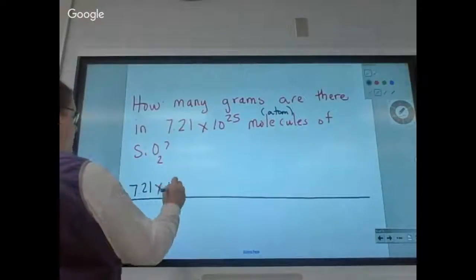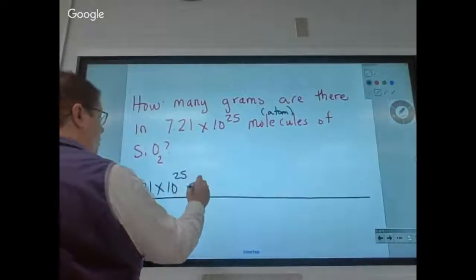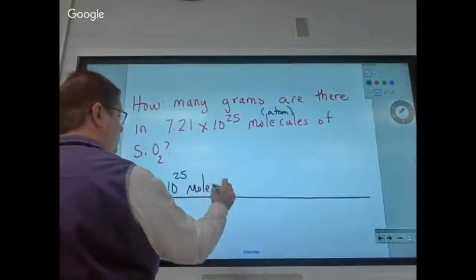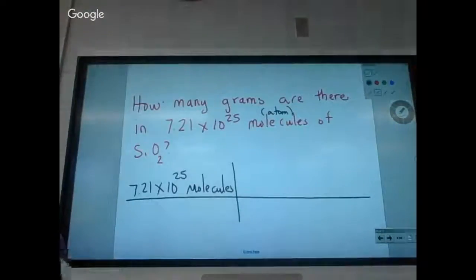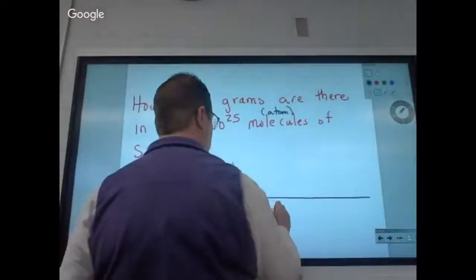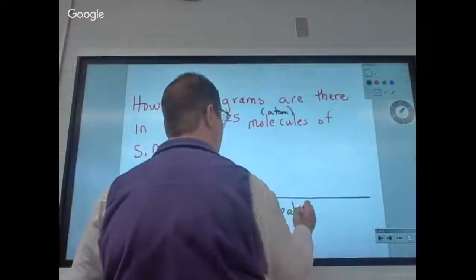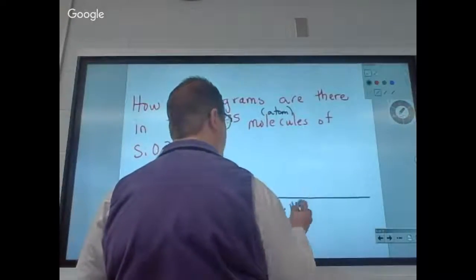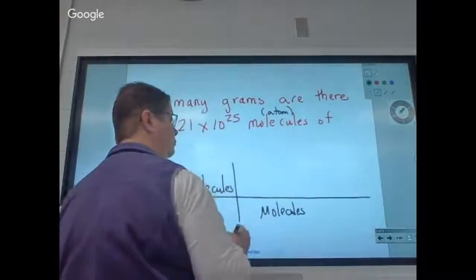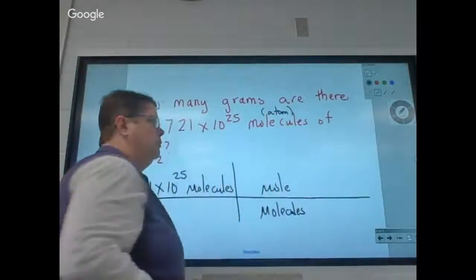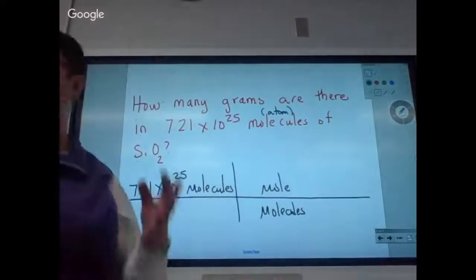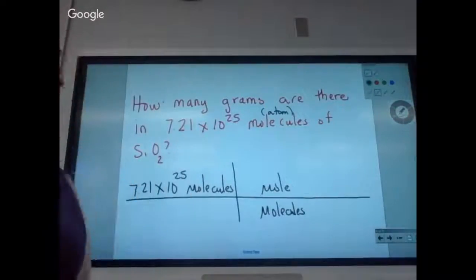So 7.21 times 10 to the 25th molecules. So what goes on the bottom? Molecules. Now, if that's like an atom, what do you have to go to from a molecule? Got to go to moles. Okay, I just wrote it there so you remember we're not in a mole, we're in a molecule. Okay?